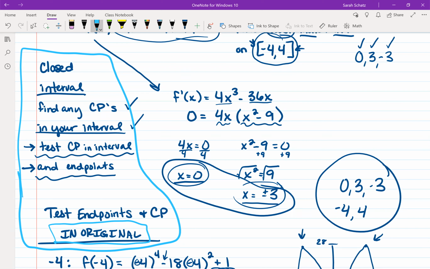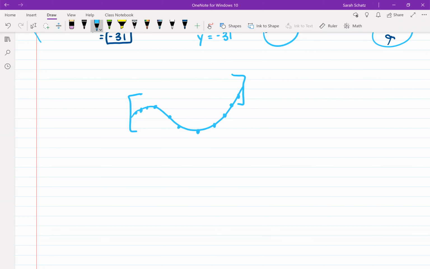if I just said, hey, I need you to test a bunch of points, and I want to know what the biggest one and the smallest one is, if I didn't have this knowledge of which points could actually be my answer, how many points would I have to test? You guys, if I didn't have any guidance as to which ones are likely to be the answer, there's an infinite number of values here. Am I just going to put all of them in the original and find all their y values?